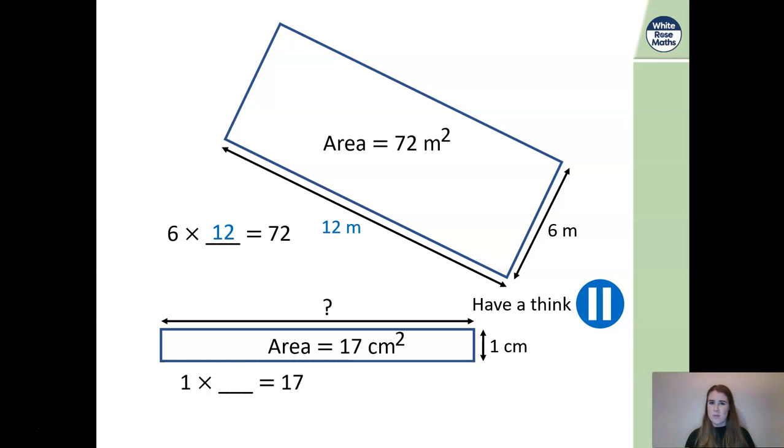Now, I don't know about you, but I don't know my 17 times tables that well off the top of my head. But I don't think that's going to matter here because I think I know what 1 times any of the times tables is going to be. So if I do the inverse of 17 divided by 1, I'm pretty sure the answer is going to give me 17. So 1 times 17 is going to give me 17. Therefore, my missing number must be 17 centimetres long.